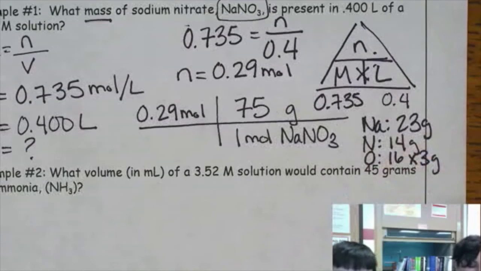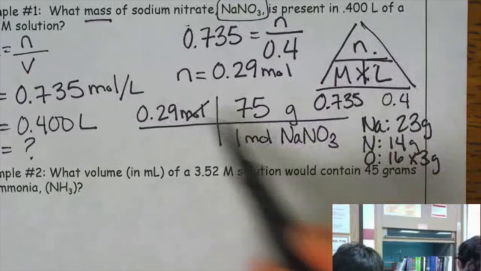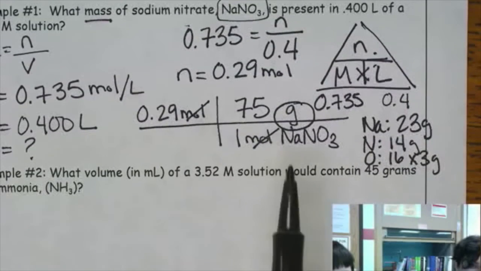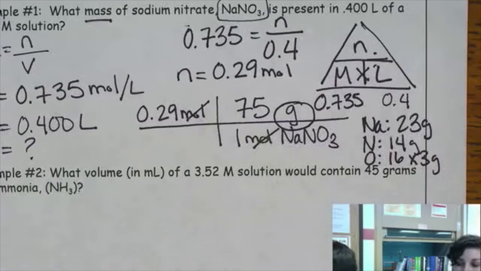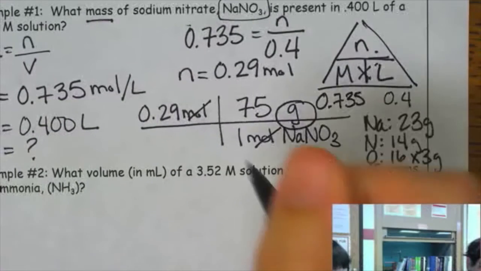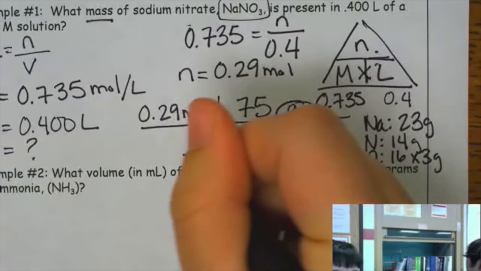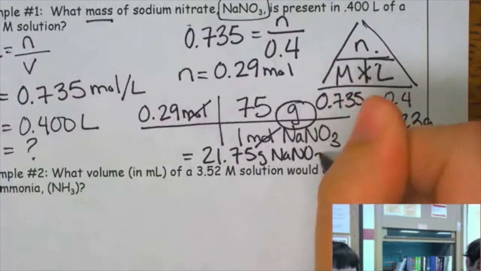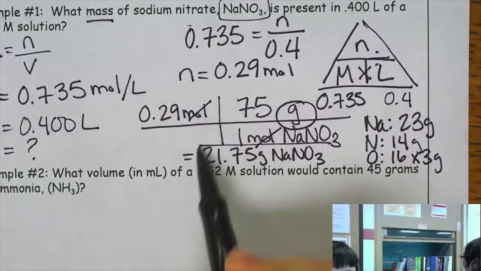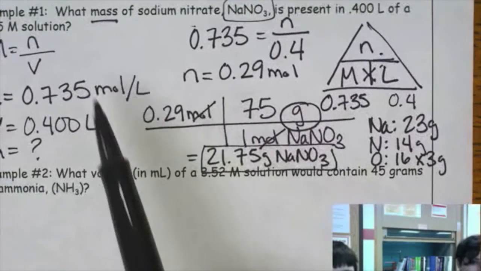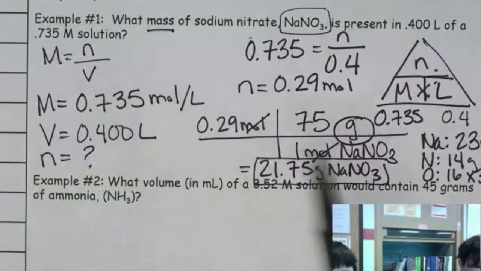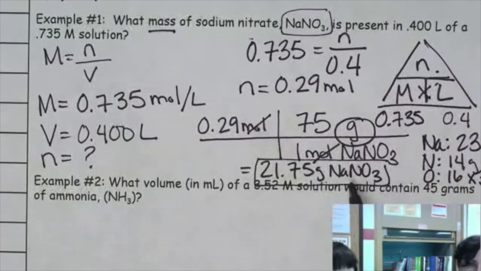So now we can cancel out the moles, and we'll be left with grams. 0.29 times 75 is going to be 21.75 grams of NaNO3. Very good. So we just used our molarity formula to find moles, and then took those moles and multiplied them by the molar mass to find grams, which is what it asked for up there. That was not hard, right?